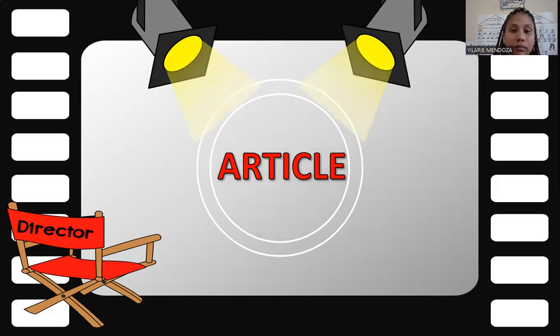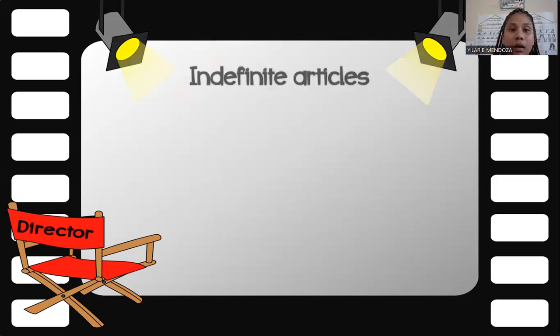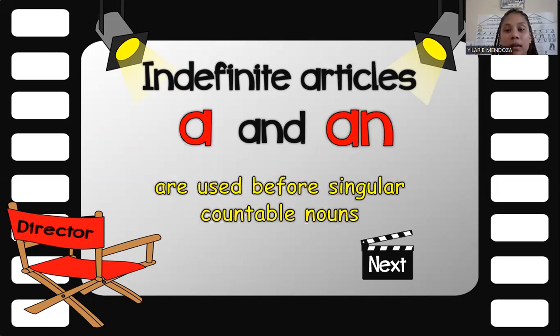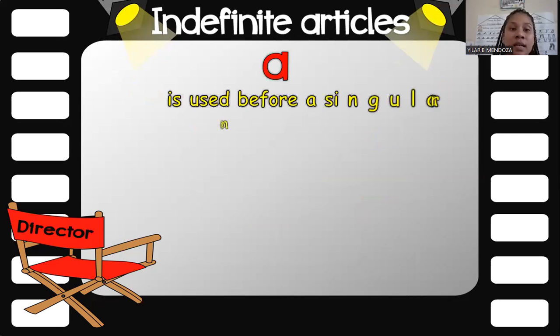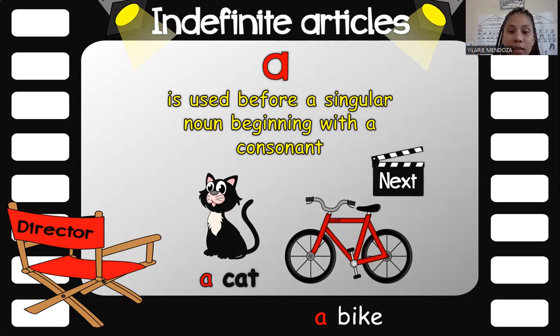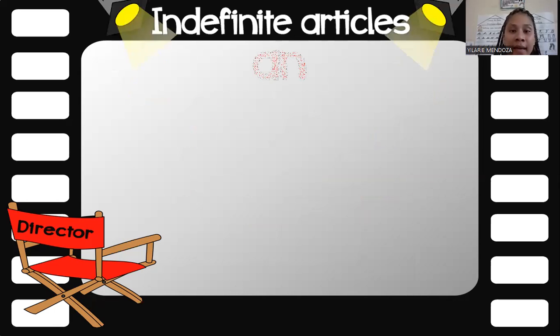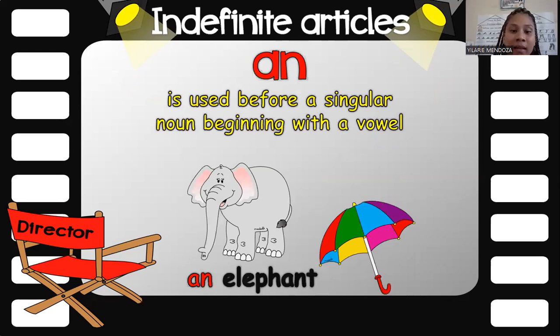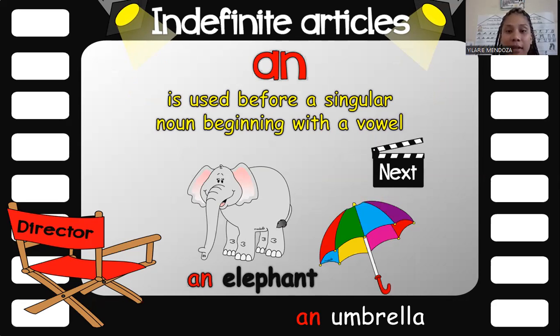Articles. The articles a and an are used before singular countable nouns. A is used before a singular noun beginning with a consonant: a cat, a bike. An is used before a singular noun beginning with a vowel: an elephant, an umbrella.